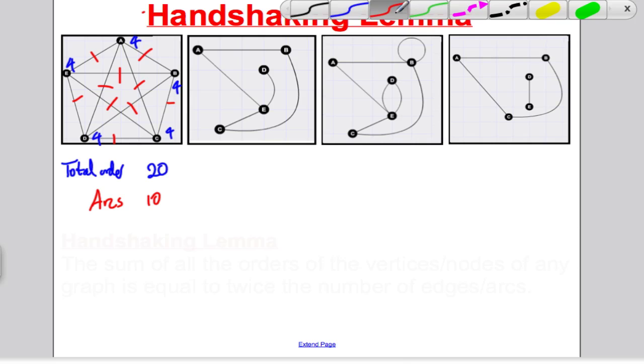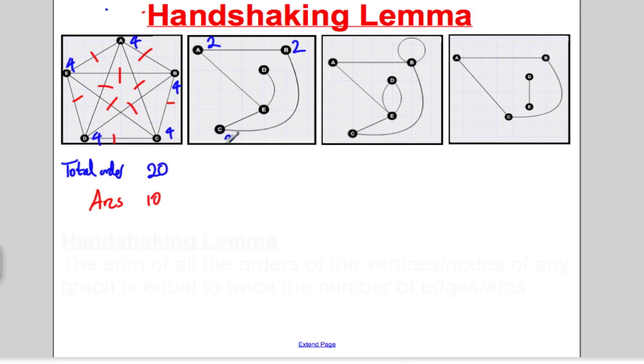Right, let's move on and do the same thing over here. The order here is 2, the order here is 2, the order here is 2, the order here is 1, 2, 3, and we've done more. So the total order is 2 and 2 is 4, a 2 is 6, a 3 is 9, and this one, sorry, had order 1, so the total order here is 20. Now let's count up the arcs. There's 1, 2, 3, 4, and 5. So there were 5 arcs.